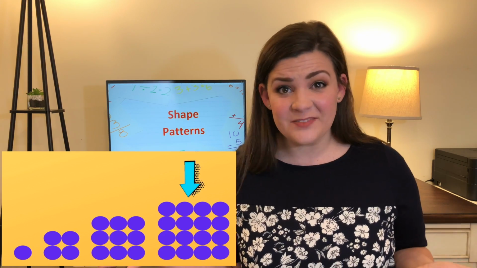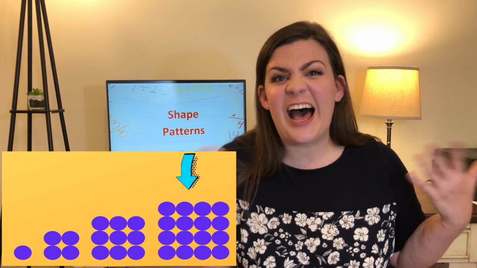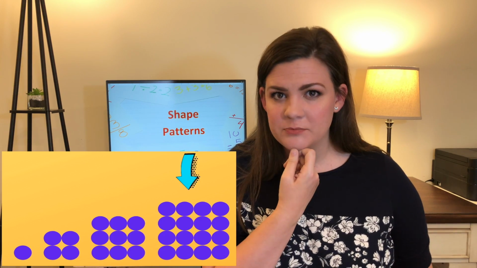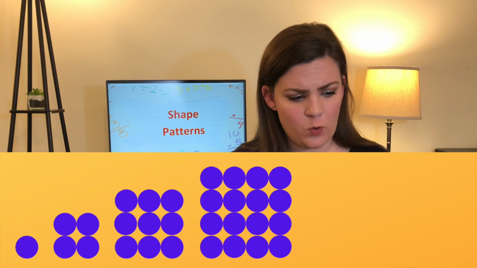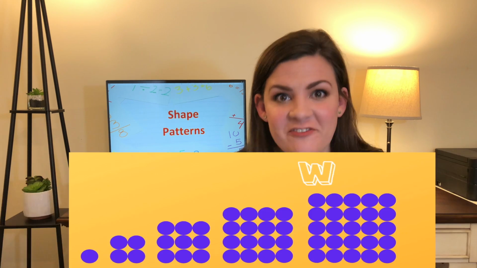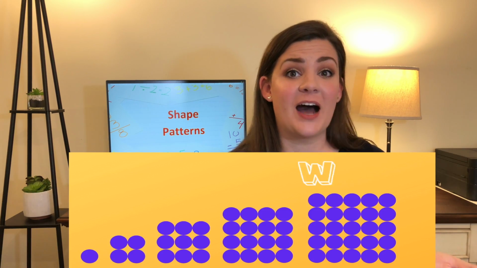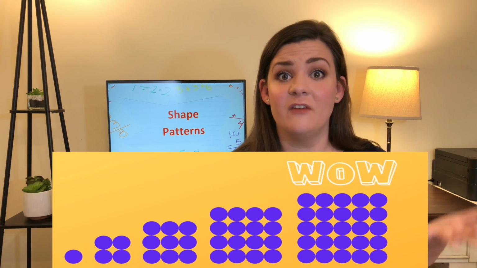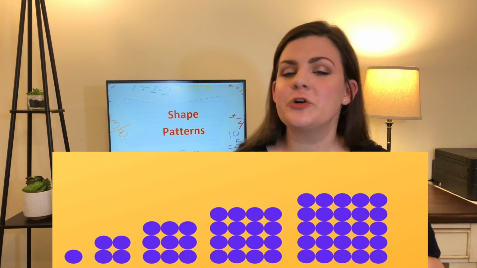Can you see that? So we could assume that the next term in this pattern would have how many rows and how many columns? 1, 2, 3, 4. Did you say 5? Awesome! The next term in this pattern would have 5 rows and 5 columns of circles, still in a square shape. Let's look at some more shape patterns that are a little more difficult.